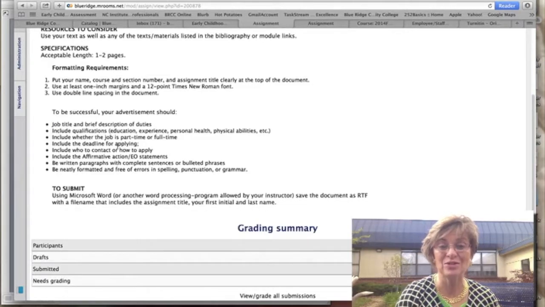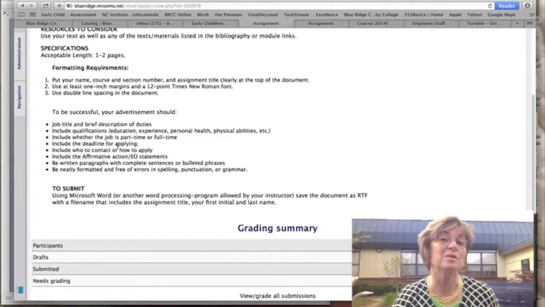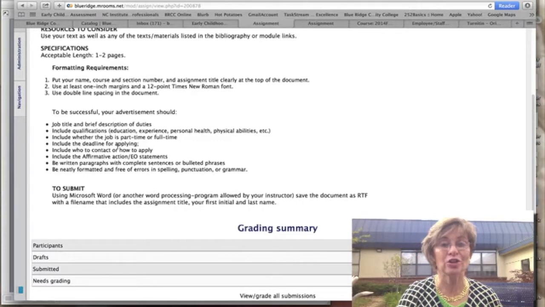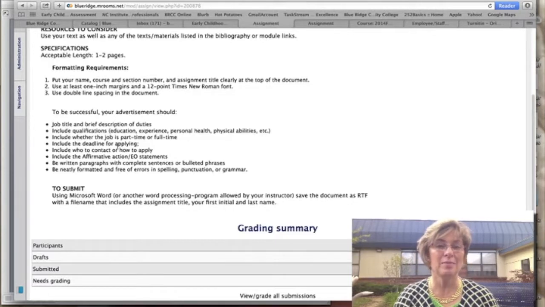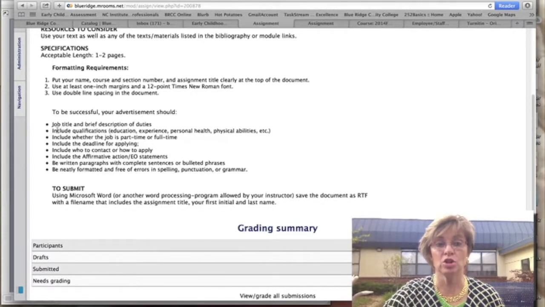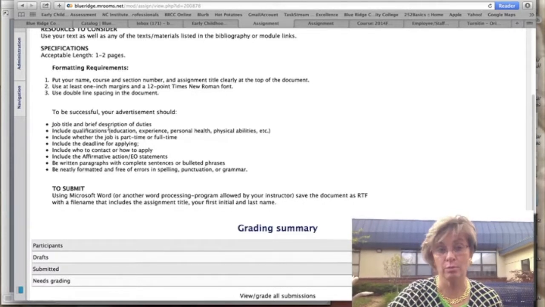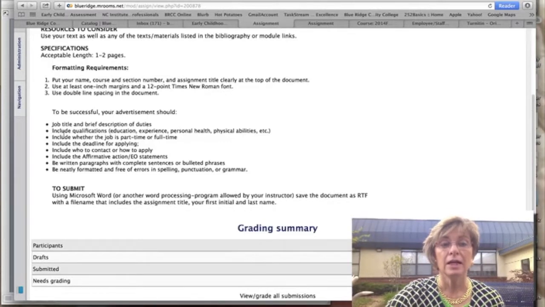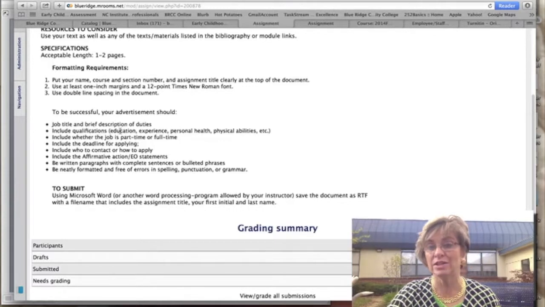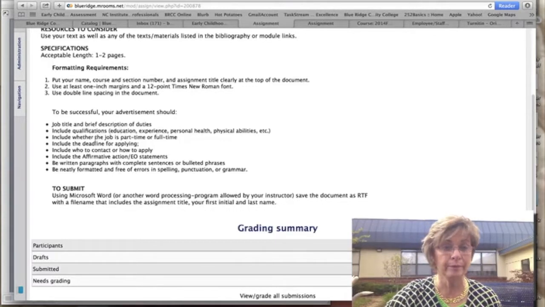I had one time a student who submitted like 6 pages for their advertisement, and I had to say, look, you're going to put this in the paper, and you want to make sure that it is affordable. So you want to make sure you're very concise, but at the same time being very thorough. So your advertisement should include a job title and a very brief description of the duties. Include qualifications, which would be education, experience, health, physical abilities, whatever is required.